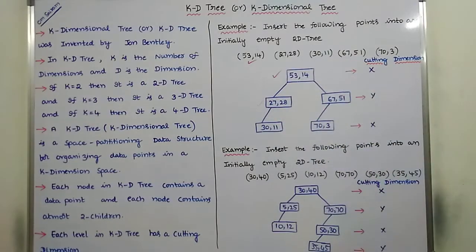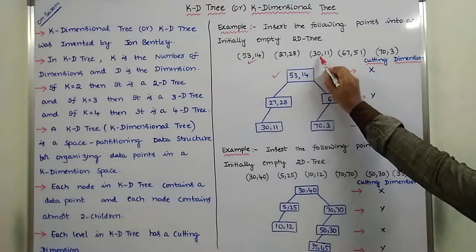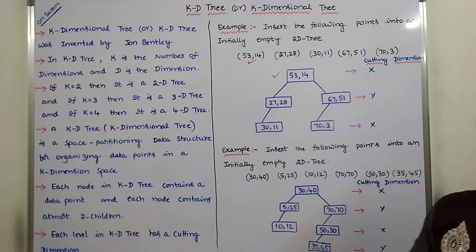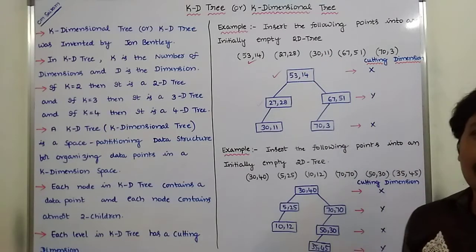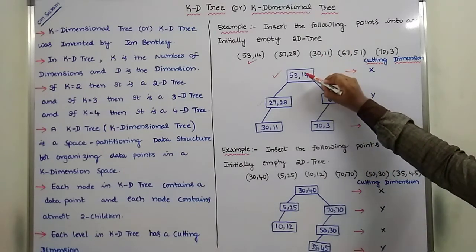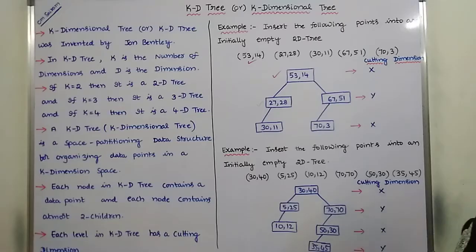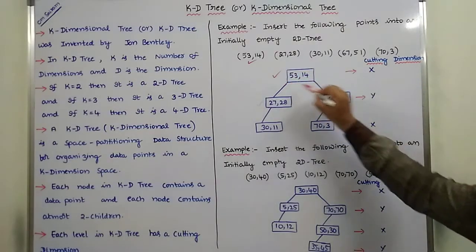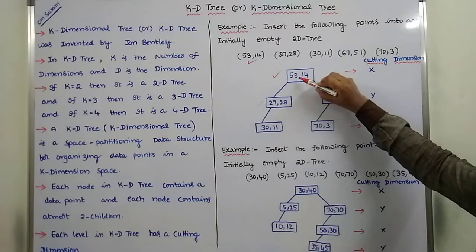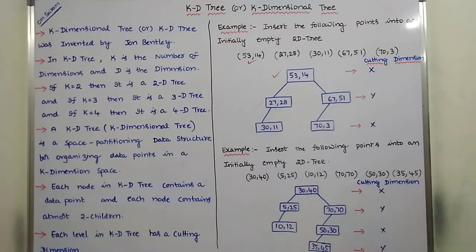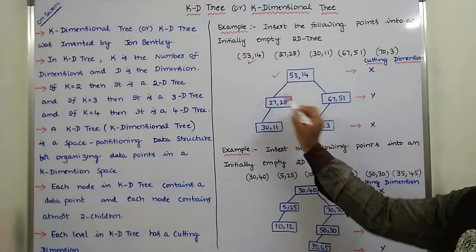Next data point is 30 comma 11. First, 30 comma 11 is compared with this node. It is the same as a binary search tree. First we compare this data point with the root node. We consider the x dimension at that level. So 30 is compared with 53. 30 is less than 53, so go to the left subtree.